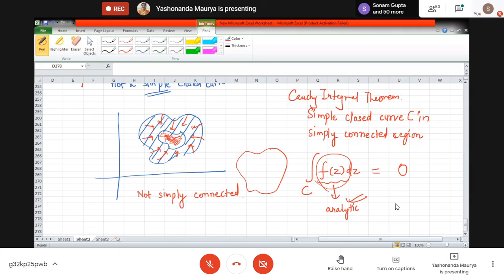holes, any vacancy, there should not be anything over here. There should not be blank spaces in between. If that is the case, then the value of the integral is 0. Okay, so this is called the Cauchy integral theorem. Okay, so we will be doing this in the next session.